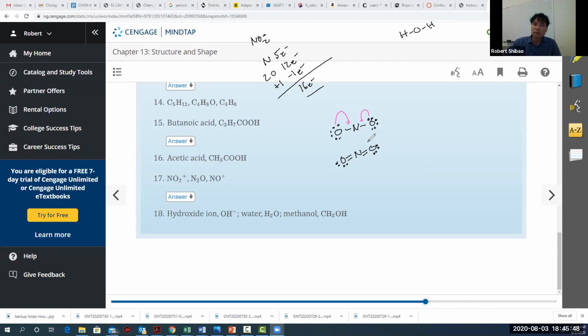Same thing with this oxygen, but this nitrogen, it contributed 5, but it got 1, 2, 3, 4. So it contributed 5, but only got 4 electrons out. That means it's got a positive charge like this, and we have a net positive charge for this. So this is the NO2 plus. I think I did N2O already. N2O, we did 2 different structures. Do you guys have N2O in your notes?